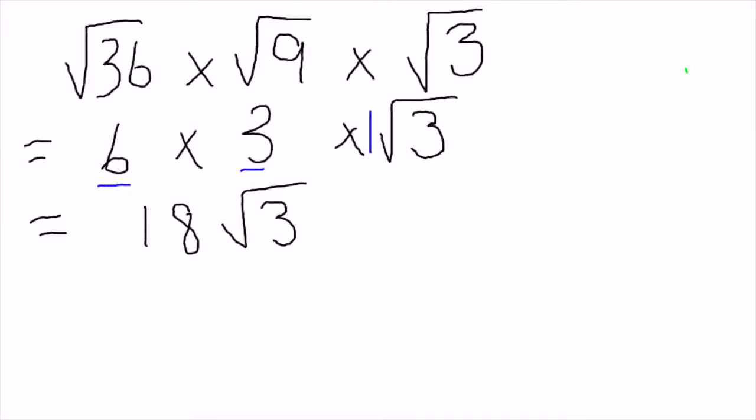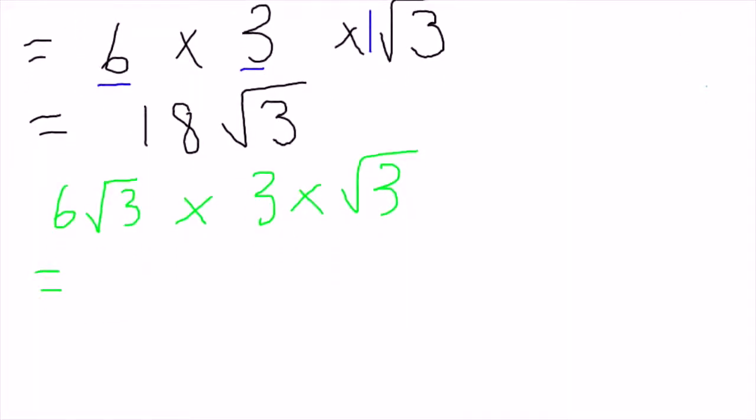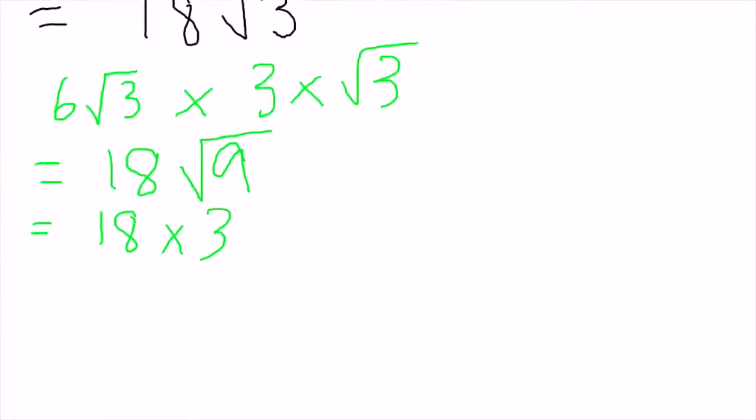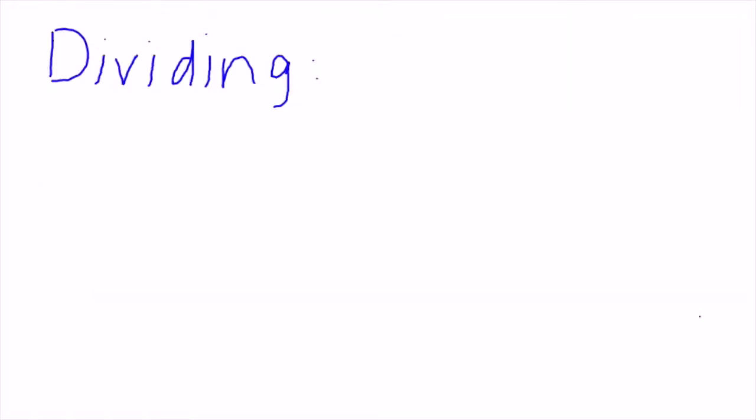So if we had 6 root 3 instead of just 6, we would get a different answer. So we would get the answer of 6 times 3 times 1, as they are the rational values, of 18, times root 3 times root 3, which is root 9. So as you know, you can simplify root 9, so you get 18 times 3, which is equal to 54. You can see that when multiplying surds, it doesn't depend on having like terms, as you can just multiply the irrational values. Now let's move on to dividing surds.